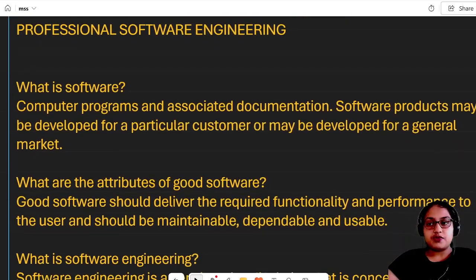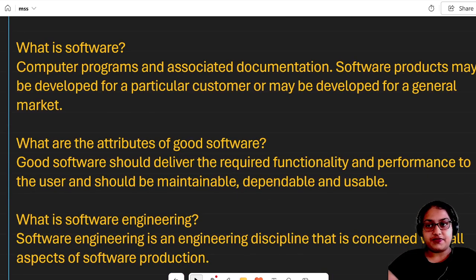In that, we have so many questions to learn in the professional software engineering part. Okay, first one, what is software? There are a lot of computer programs, and those computer programs are associated with documentation. All those things together we can call software products. A software product can be developed either for a particular customer or for a general market.